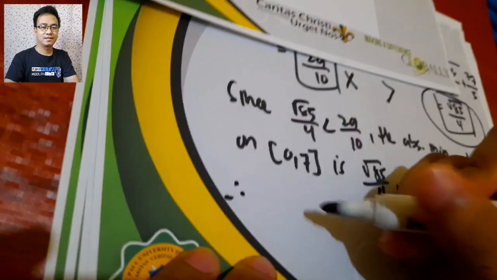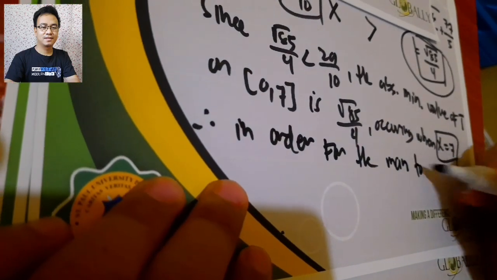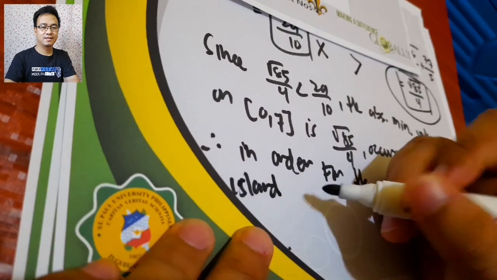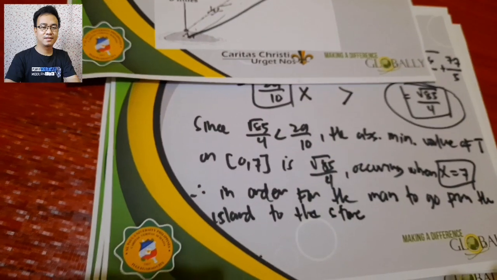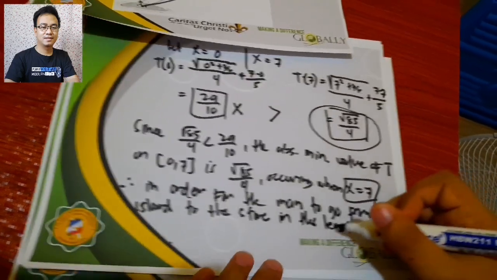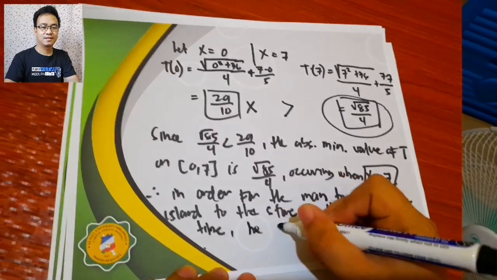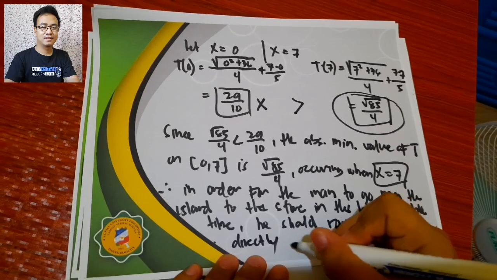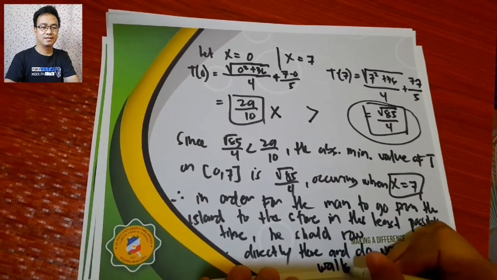Therefore, in order for the man to go from the island to the store in the least possible time, he should row directly there and do no walking.